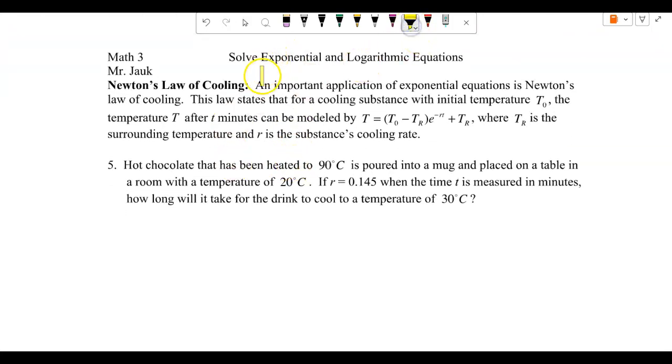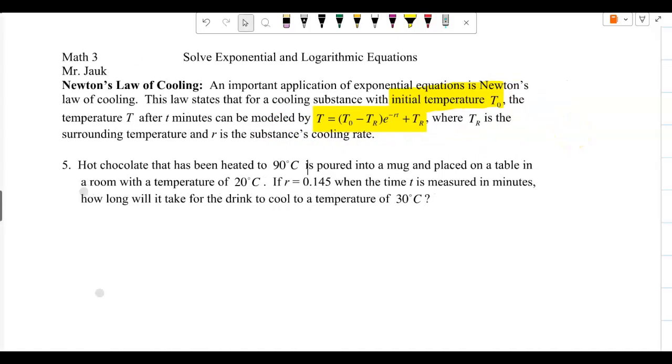Newton's law of cooling, an important application of exponential equations. This law states that for a cooling substance with initial temperature T naught, the temperature T after t minutes can be modeled by this. This is the entire model given, where T_R is the surrounding temperature and r is the cooling rate.